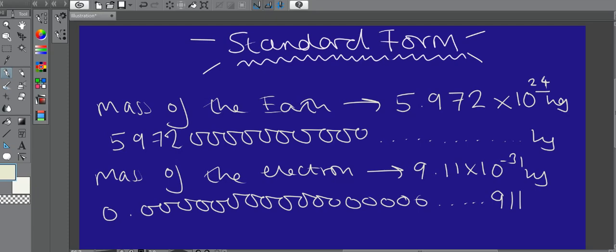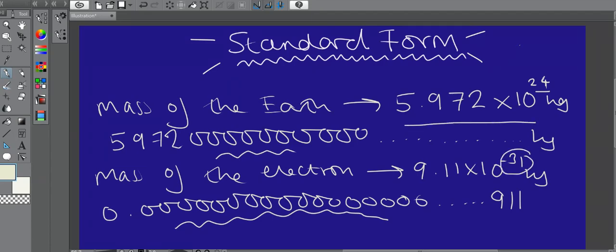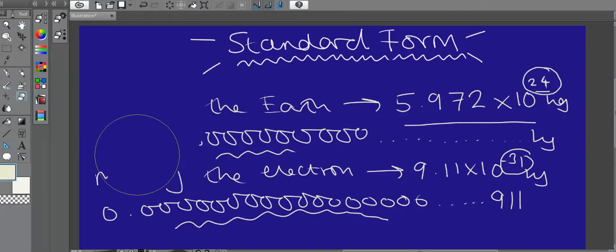The other thing is when we're comparing these numbers, looking at this number and then looking at this number, for me, it just doesn't look very nice. So I would rather look at it in standard form where I can compare these numbers here. So it just makes comparing numbers a lot easier. Let's go and have a look at some examples.